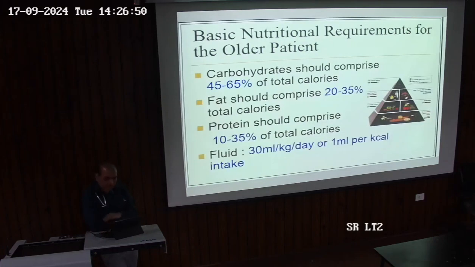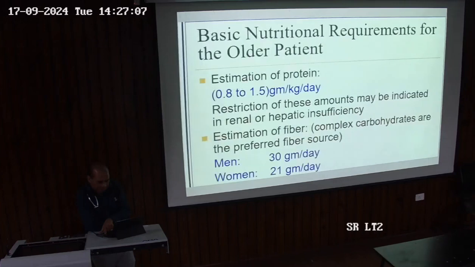So carbohydrate should comprise 45 to 65% of total calories, fat should comprise 25 to 35% of calories, and protein should comprise 10 to 35% of calories. Fluid intake should be 30 ml per kg per day or 1 ml per kcal of calorie intake. In this way, for protein estimation, we need 0.8 to 1.5 gram per kg per day. But in the case of renal and hepatic involvement, we have to decrease the protein intake. Estimation of fiber intake, we need 30 grams in a man and 21 grams of fiber per day in a woman.